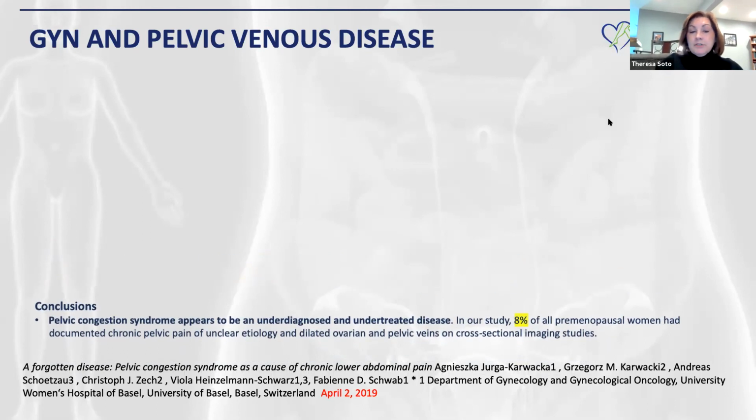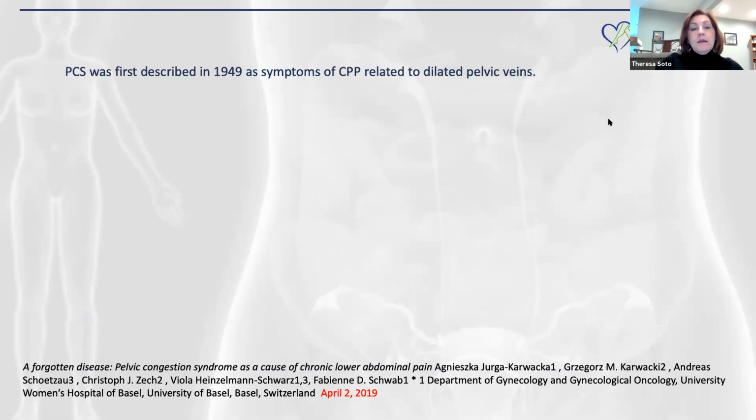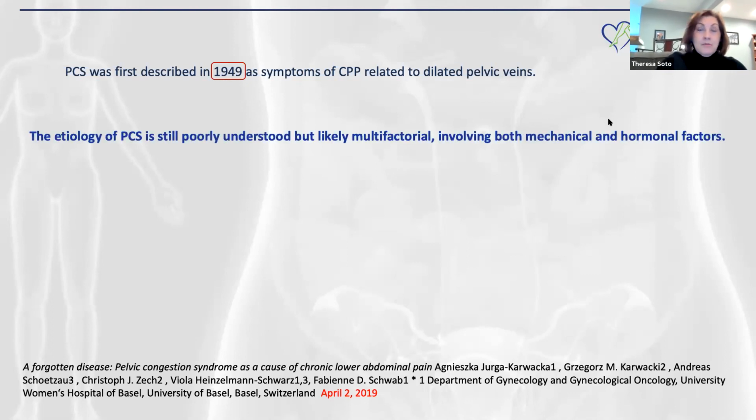So they felt that pelvic congestion is underdiagnosed and undertreated. Yep, pretty much. Pelvic congestion was first described in 1949 as symptoms of chronic pelvic pain due to dilated pelvic veins, and in 2019 we still don't have much more to say about it on the GYN end. I'm a gynecologist, so I'm not trying to dissociate myself from GYNs or diss anybody on what they don't know, but we just don't have any information that makes the workup and management of these patients any more useful.